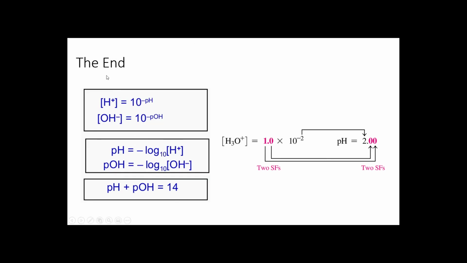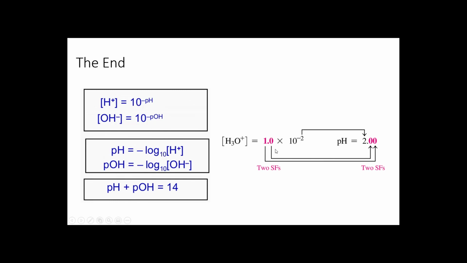This is just an overall in one place to see all the stuff to determine. Here's the concentration of hydronium ions from the pH. Here's hydroxide ions using the pOH. For the pH, you do the negative log, and for pOH, same thing, and then pH plus pOH equals 14.